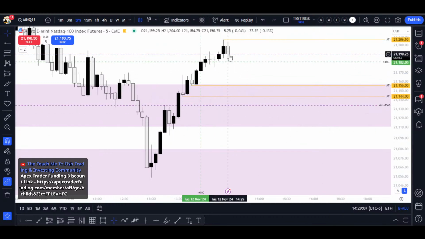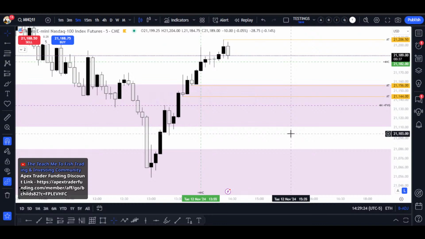All right, let's see if price could manage to close below the 120 candle. If not, then we'll be looking for the high of this candle to be our algo target as well as the high of the 120 candle.